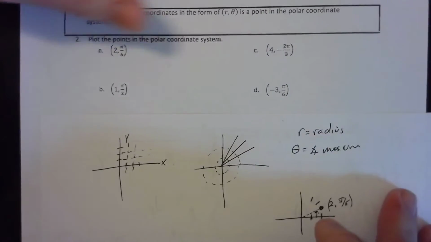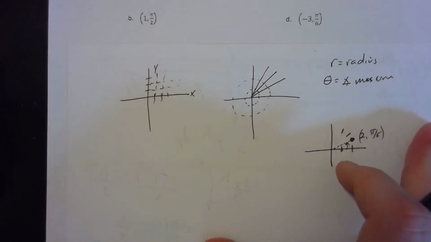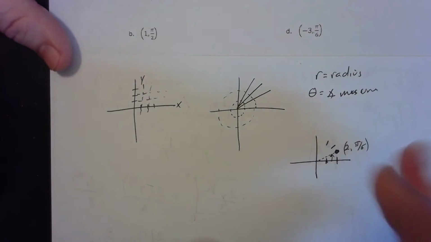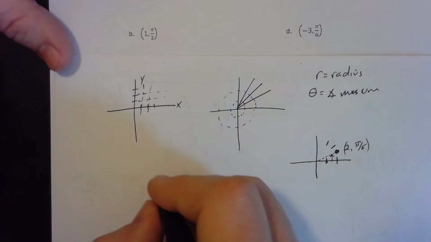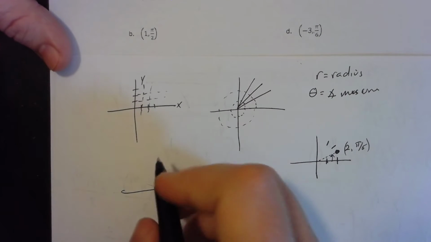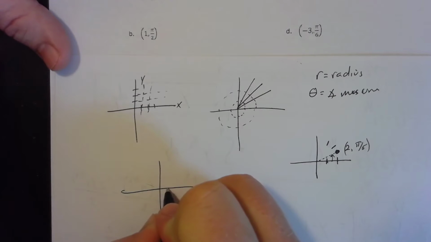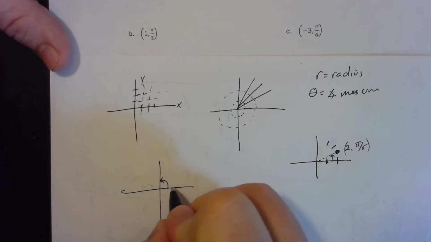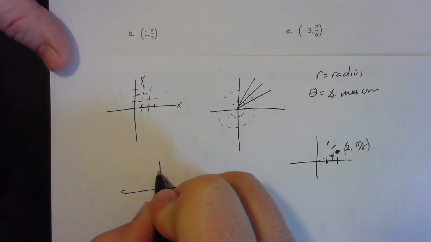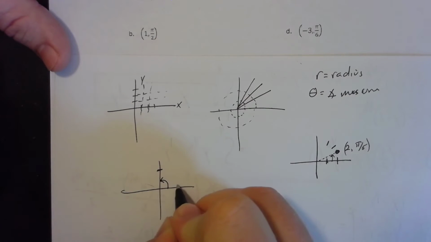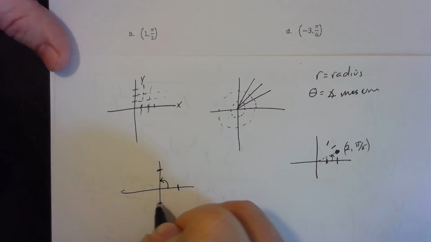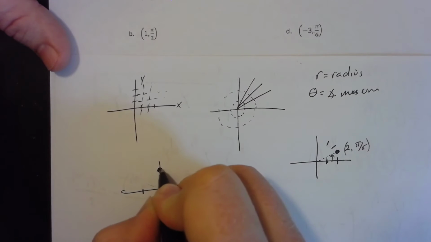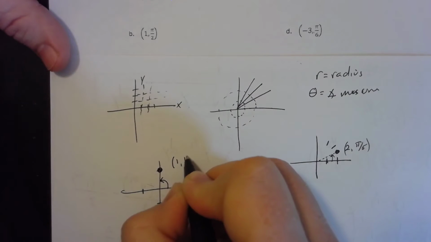On the next one, B, you have 1 comma pi over 2. Now you'll notice if we have a radius of 1, this is simply a value that's going to be on the unit circle. So for part B, I'm going to go pi over 2, which goes to here, and I'm only going to go up a value of 1. Now if I denote this in a very specific way, this would be a value of 1, this would be a value of 1, and this would be a value of 1. So that point right there would be 1 comma pi over 2.